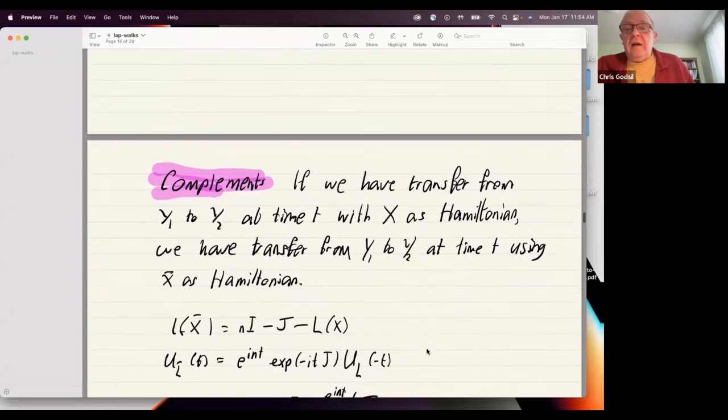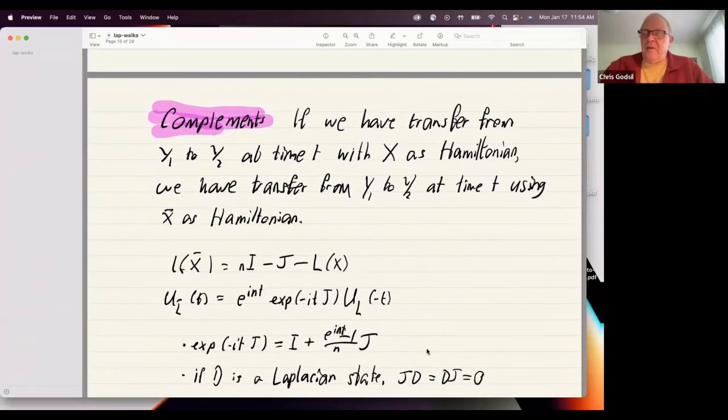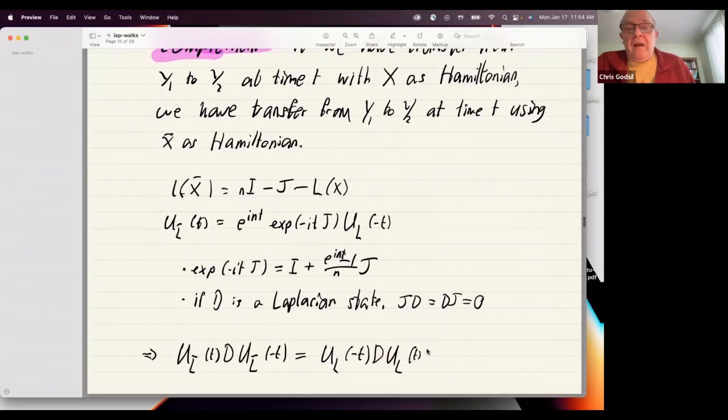Now, there's one nice thing about working with the Laplacian: it plays much more nicely with complements. And so the statement here is that if you have transfer from y1 to y2 with the Laplacian of x as the Hamiltonian, then you also get transfer at the same time using the Laplacian of the complement of x. Okay, so that basically says if you have one example of pair state transfer with the Laplacian and you take complements, you get a second. And here I've sketched the proof.